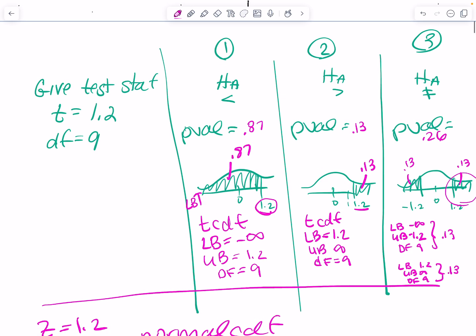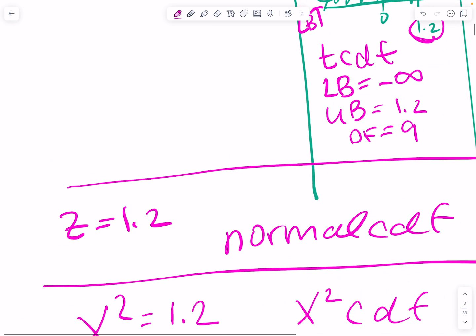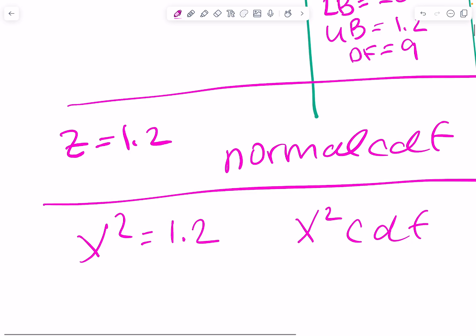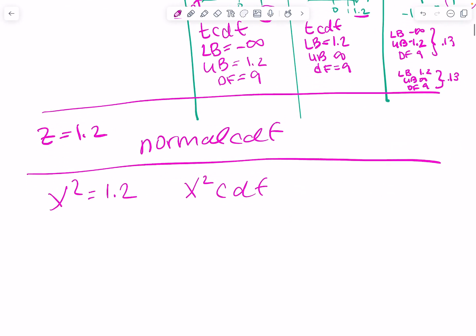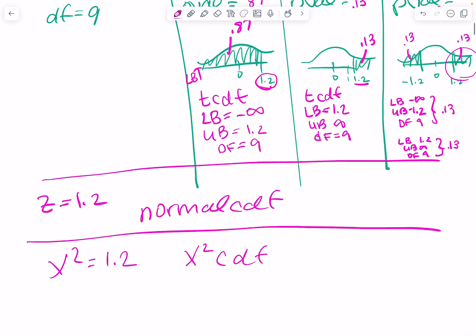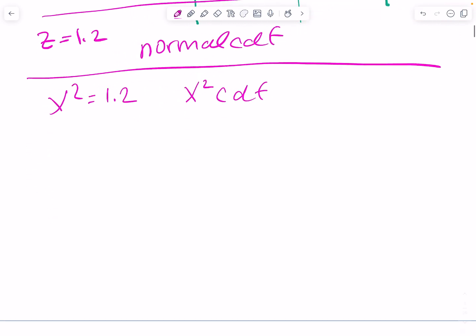If I'm given a test statistic of z equals 1.2, we're going to do the same thing I just showed you above, except with normalcdf and not tcdf. Same thing with chi-squared. If I'm given a chi-squared, it would be a chi-squared cdf. All right, so that's how, given a test statistic, you can find a p-value. All it is is the area under the curve.